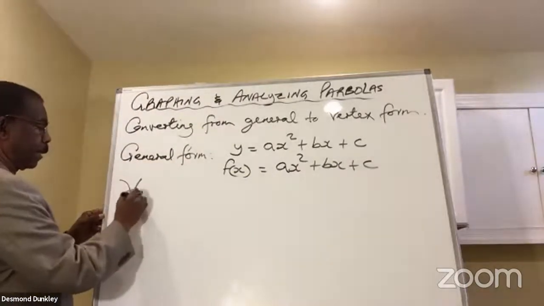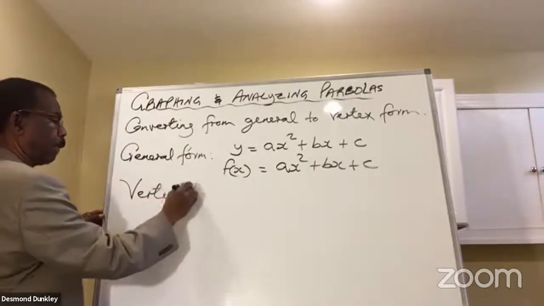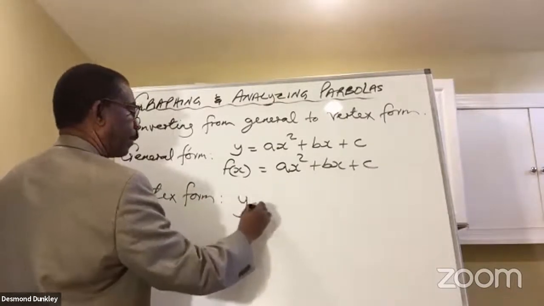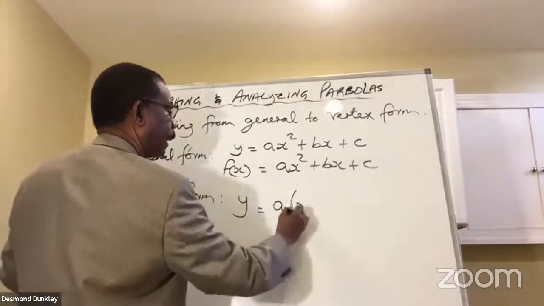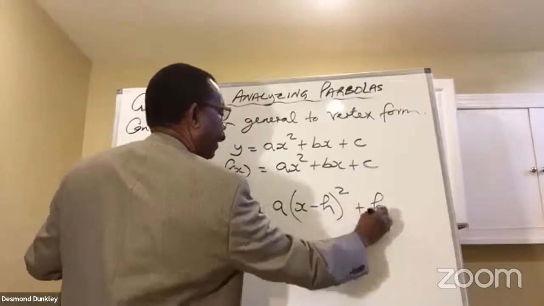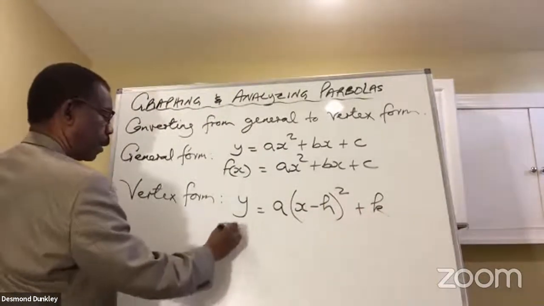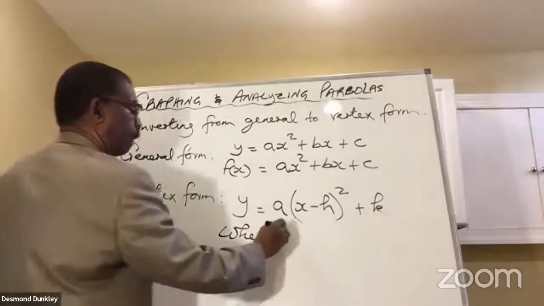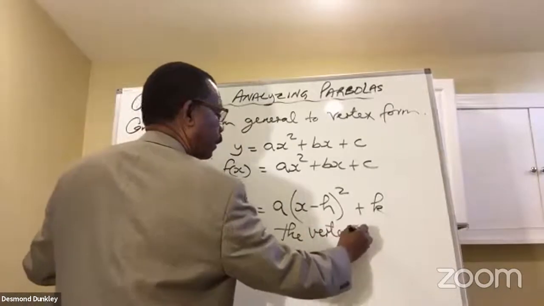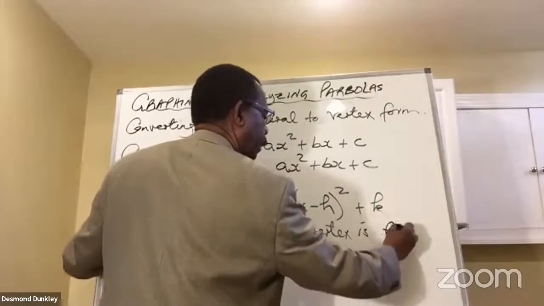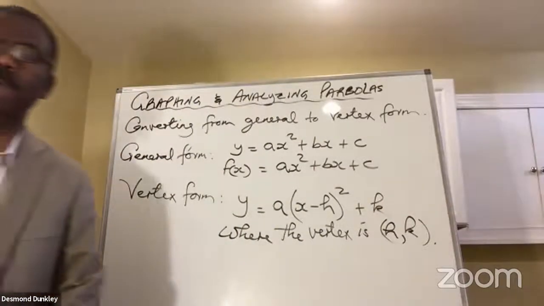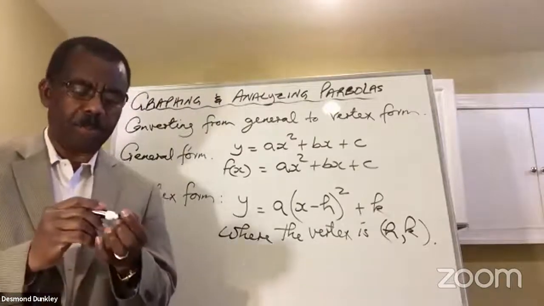And then the vertex form is y equal to a times (x minus h) squared plus k, where the vertex is (h, k). This is very important, very, very important.